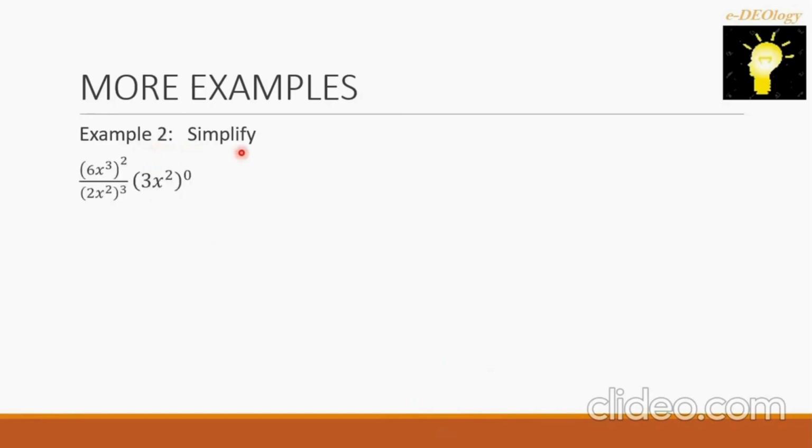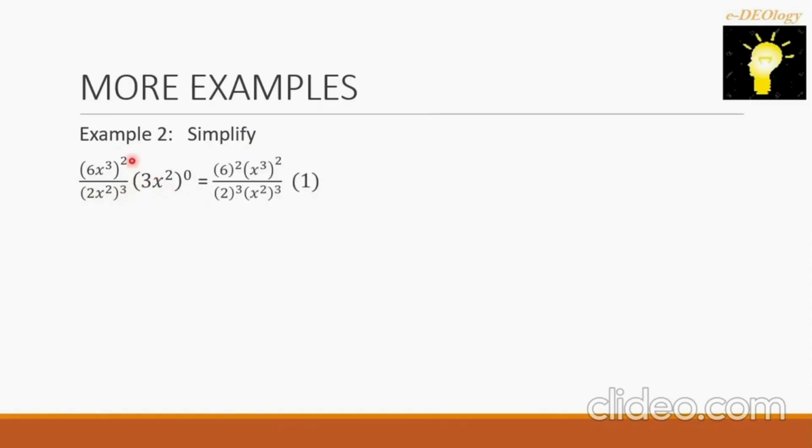Let's have this example 2. Here there is a fraction multiplied by a monomial. In the fraction, our numerator is 6x cubed all raised to 2. In the denominator, inside the grouping symbol is 2x squared and all raised to 3. And this monomial here is 3x squared all raised to 0.